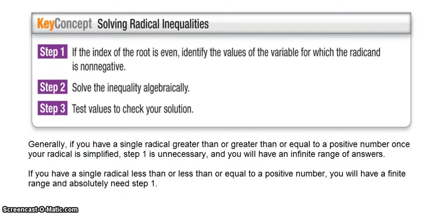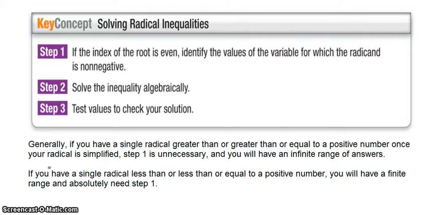So paired with equations, we have inequalities. We do want to make sure that if we have an even index, our radicand is not negative. And we'll talk about that below a little bit. So once we make sure that our radicand's not going to be negative, we're going to solve our inequality algebraically, making sure that if we divide by a negative, we flip our sign, follow every other rule that we would typically, and then we're going to test our values to check our solution.